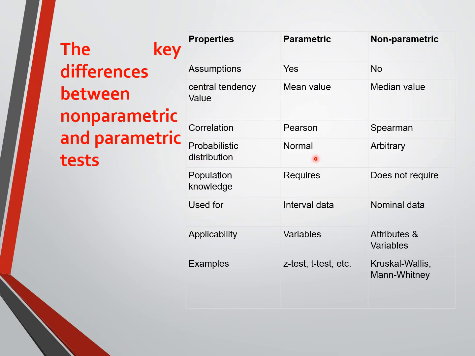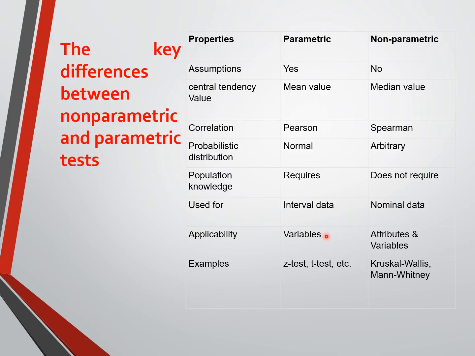Probabilistic distribution is going to be normal in the case of parametrics, while it is arbitrary in the case of non-parametrics. Population knowledge is required in the case of parametric. We can say that the average height of students studying in the 6th standard may be 5 foot, but such a point is not required in the non-parametric test. Parametric tests are used for interval data, which in SPSS we name as scale data, and non-parametric for nominal data and ordinal data.